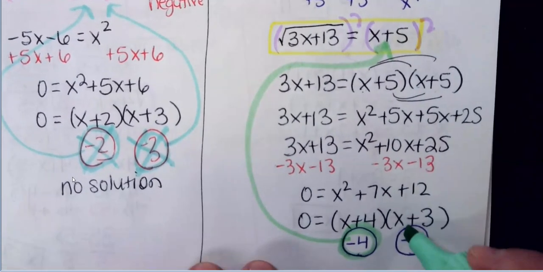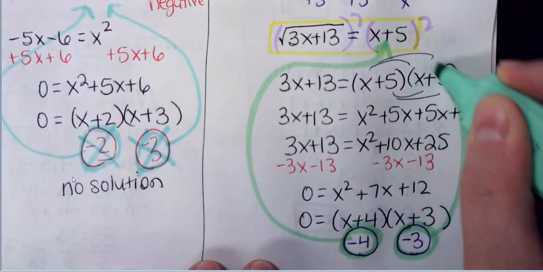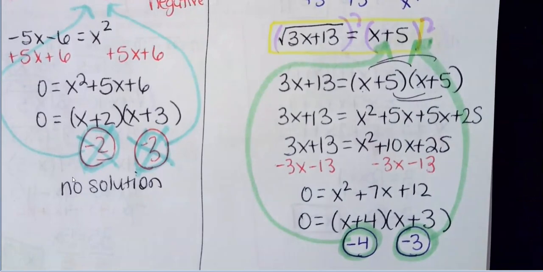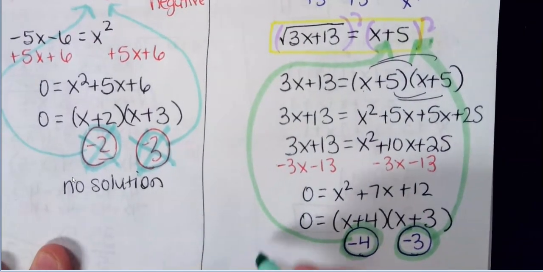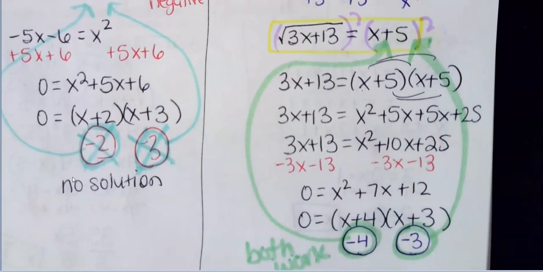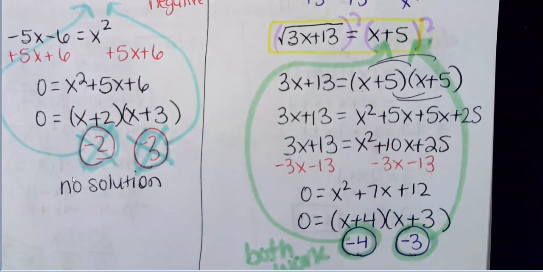Okay, if I plug in -3, does that make x plus 5 negative? No. Okay, -3 plus 5 is +2. As long as it's a positive number, you're golden. So actually, in this case, both of these work. So I actually have two answers to this last question. So these are all the different options I thought you guys could run into. So this one, both of them work.